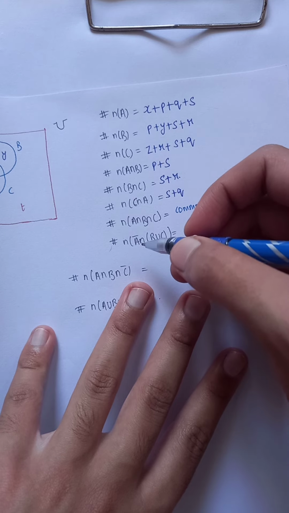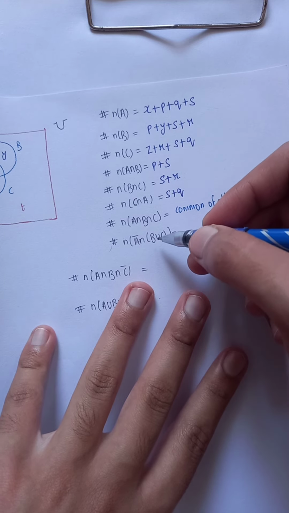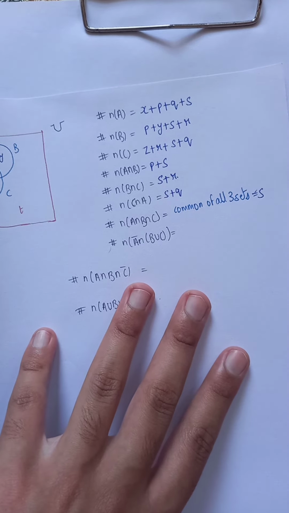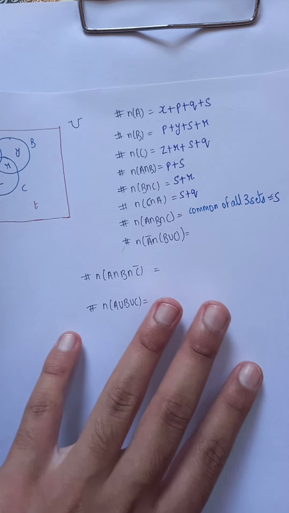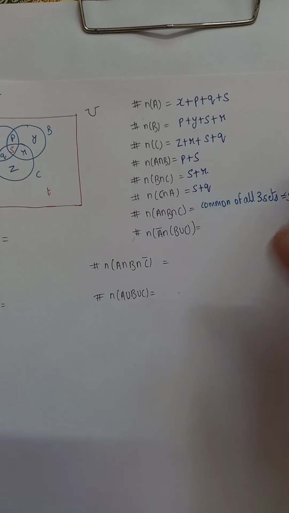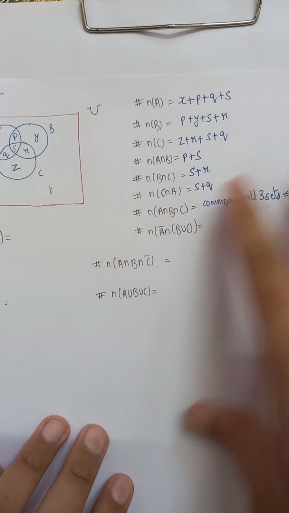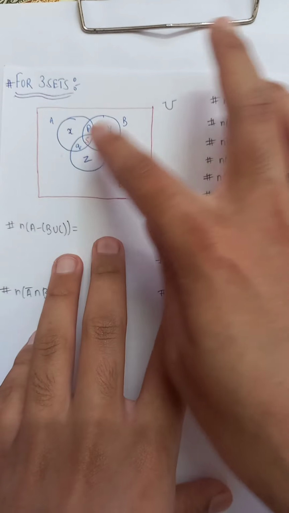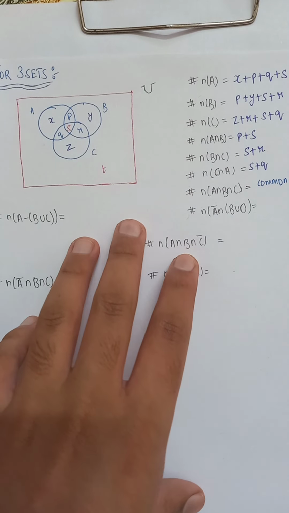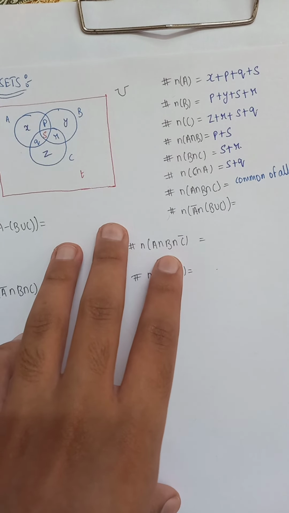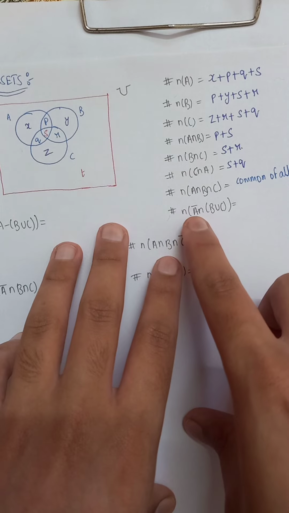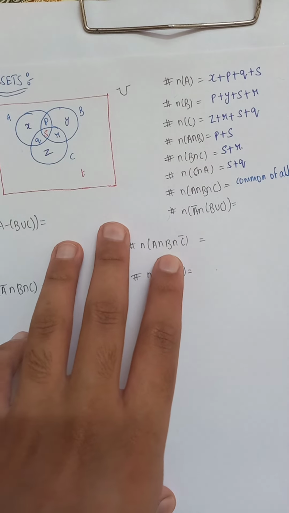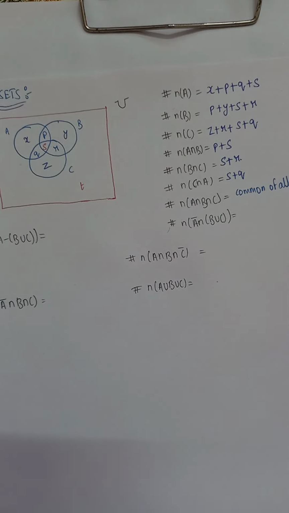What about the number of elements in A complement intersection B union C? You can consider these as small examples in which you need to calculate the number of elements present in Venn diagrams. So let's calculate it.